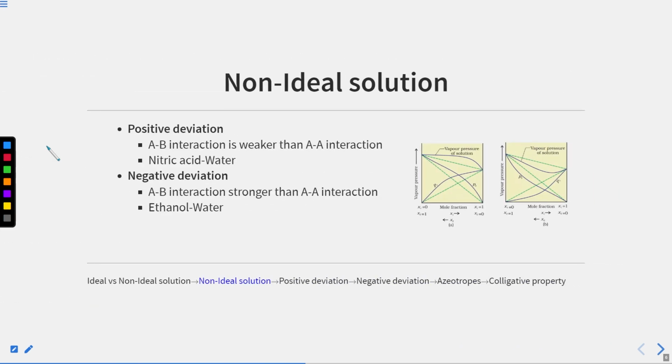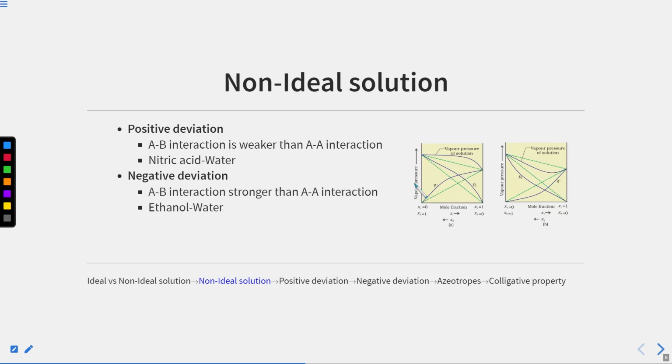Next, I will make you more knowledgeable about this non-ideal solution. So basically, we will be dealing with two types of non-ideal solution. The first one shows positive deviation, and the second one shows negative deviation. So let us see how. This is the graph you have seen earlier also.